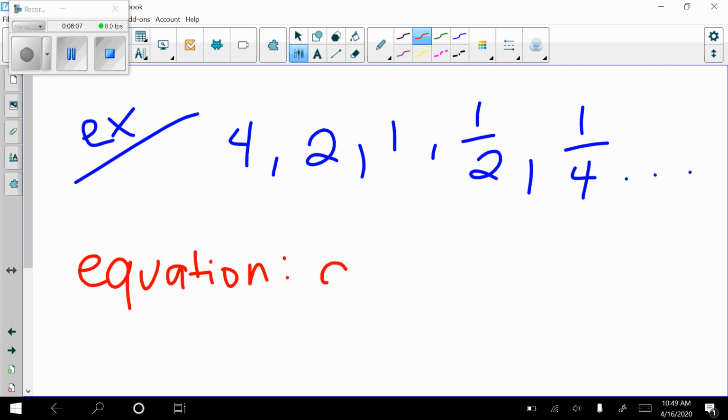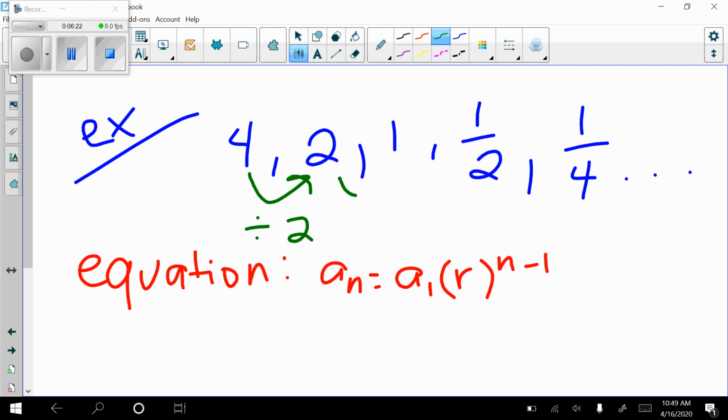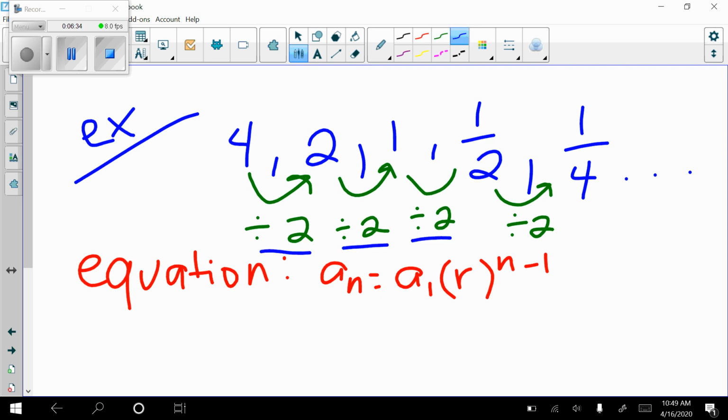So in order to do that, I need to know what the pattern is. So this is where you have to look at, well, how is it changing? So to go from 4 to 2, you're dividing by 2. Then to go from 2 to 1, divide by 2. 1 to 1/2 is dividing by 2. And I'm not going to trick you. It will be the same thing each time, so it should match that it's the same thing happening going to each number.